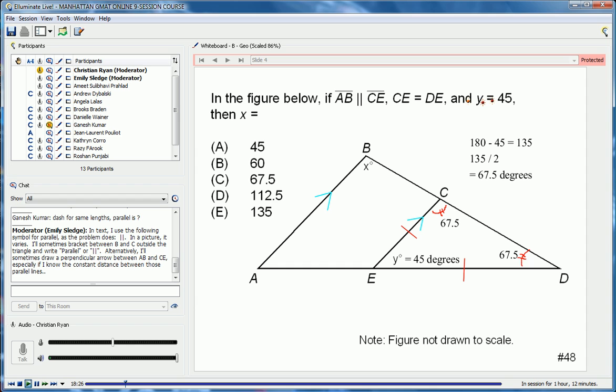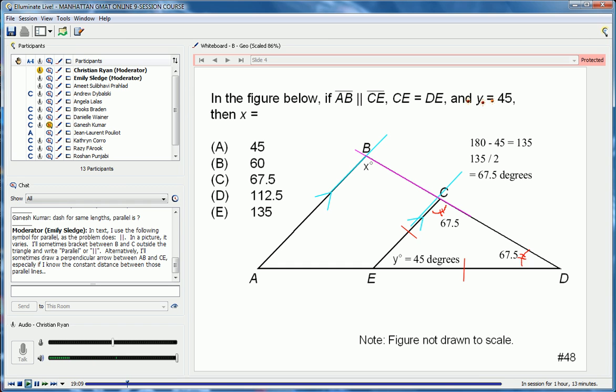Great. So tell me again about X and 67.5. How do we know that they are the same? Since AB and EC are parallel, and the line BCD is crossing those two parallel lines, then you know that the similar angles will equal one another. I don't know the true definition, but that's how I think about it.